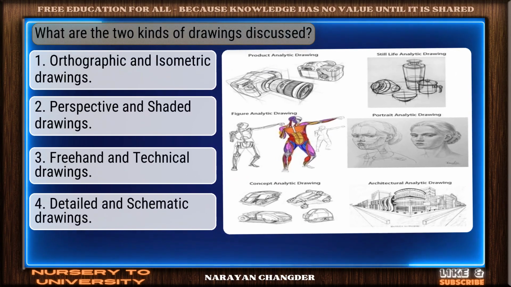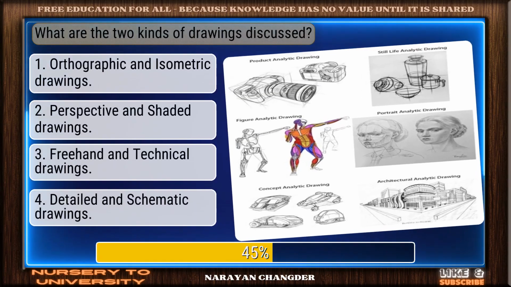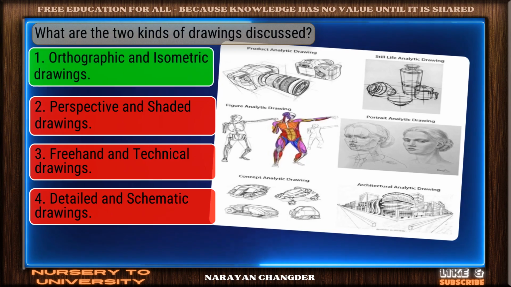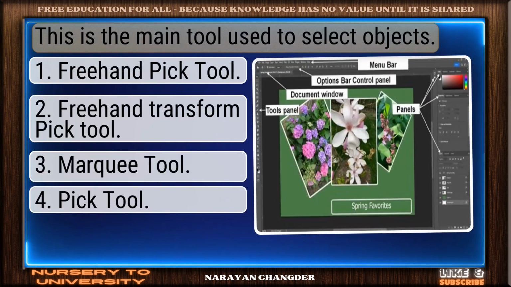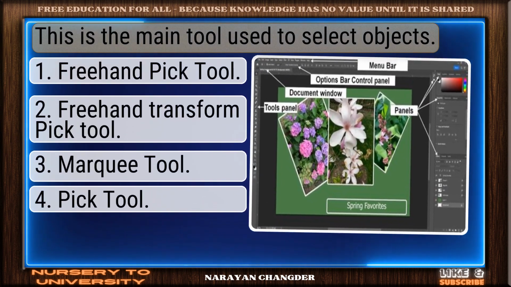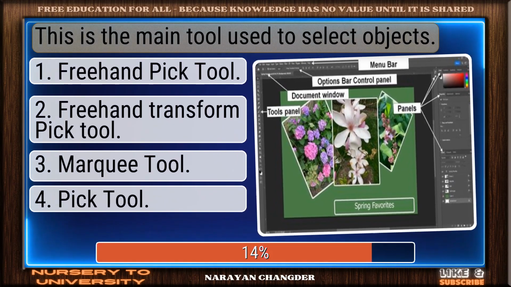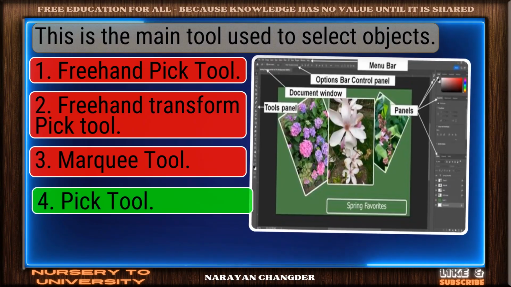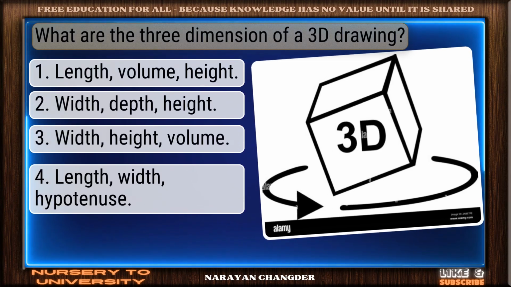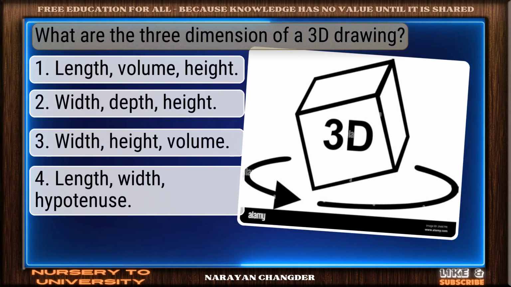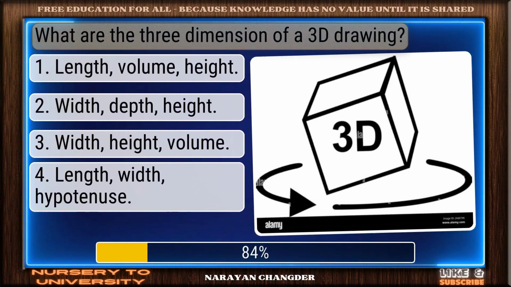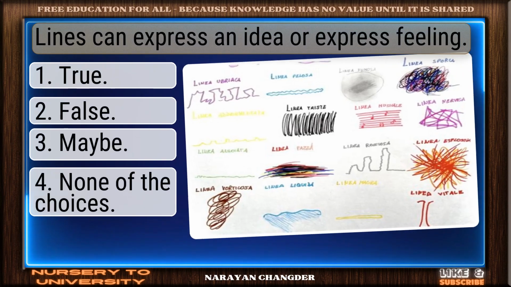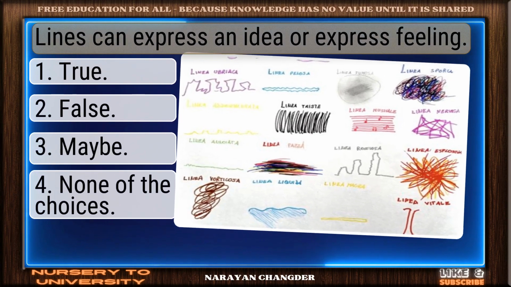What are the two kinds of drawings discussed? You got it. Orthographic and isometric drawings fits. This is the main tool used to select objects. Correct response. Pick tool is accurate. What are the 3 dimensions of a 3D drawing? Excellent choice. Width, depth, height is right. Lines can express an idea or express feeling.